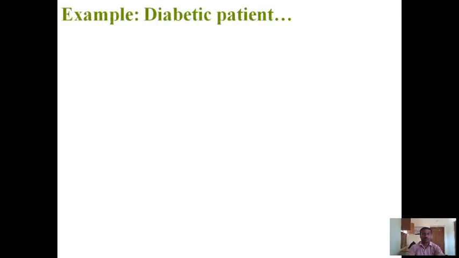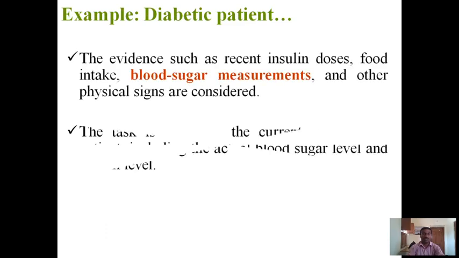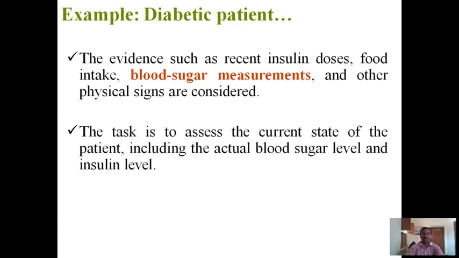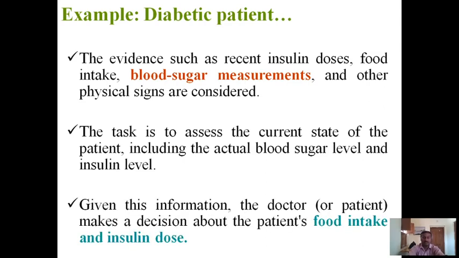Example, diabetic patients. The evidence, such as recent insulin doses, food intake, blood sugar measurements, and other physical signs, are considered. The task is to assess the current state of the patient, including the actual blood sugar level and insulin levels. Given this information, the doctor makes a decision about the patient's food intake and insulin dose.